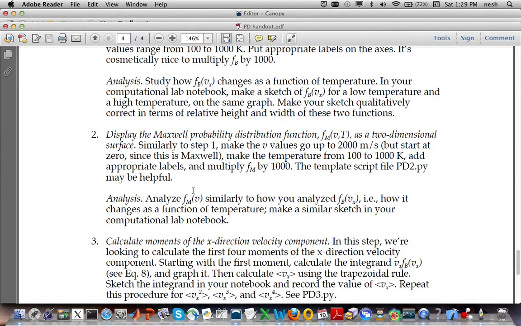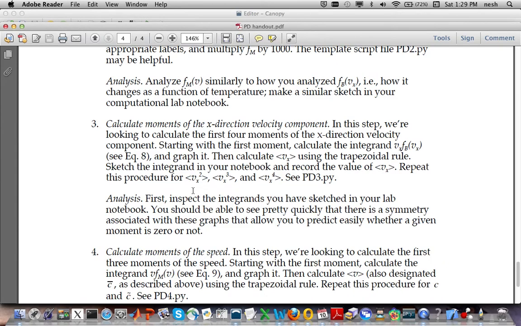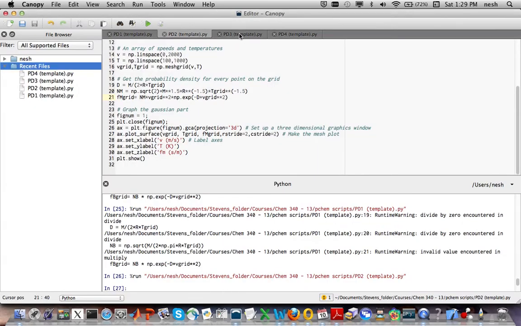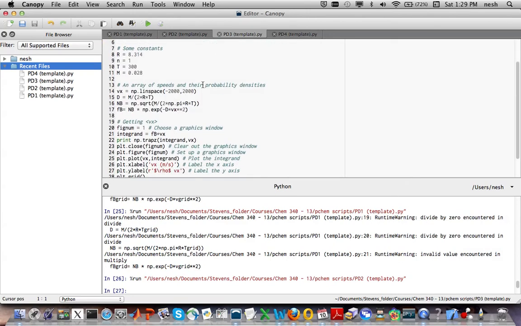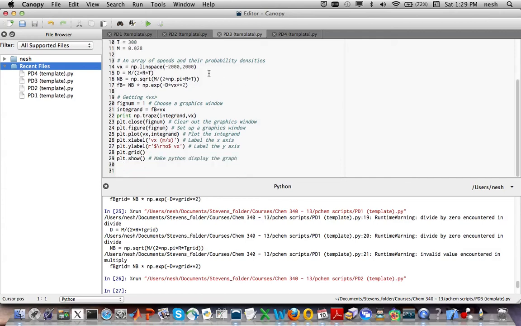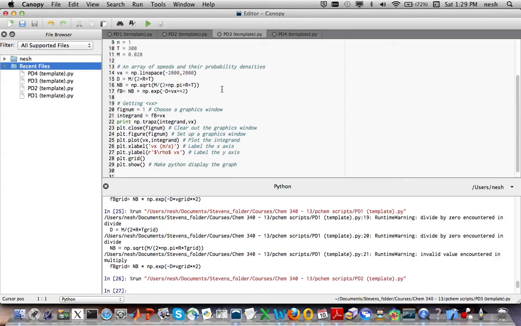Let's see, what's the next thing that we want to do? Calculate the moments of the x direction velocity component. We're supposed to calculate the first 4 moments, starting with the first moment, which is just the speed times the distribution function, or the density function. So let's see how that works. I'm going to go to the PD3 template, and it looks all pretty similar up here at the top. We've got the Boltzmann function there again, just as before. Now this is already done from minus 2,000 to 2,000.